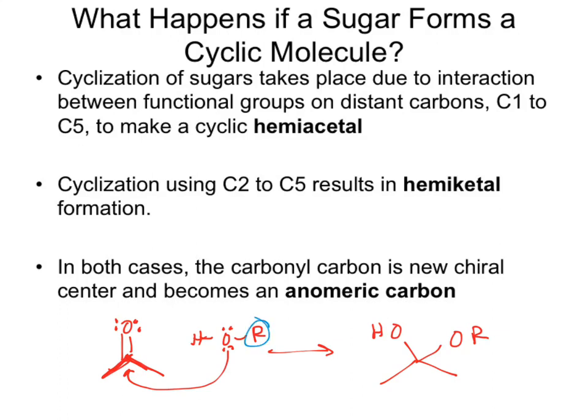For sure, this carbon started as a chiral center. And we didn't do any chemistry to that carbon, so it's still a chiral center. Nothing changed there. But what about our carbonyl carbon? Is it a chiral center to start with?